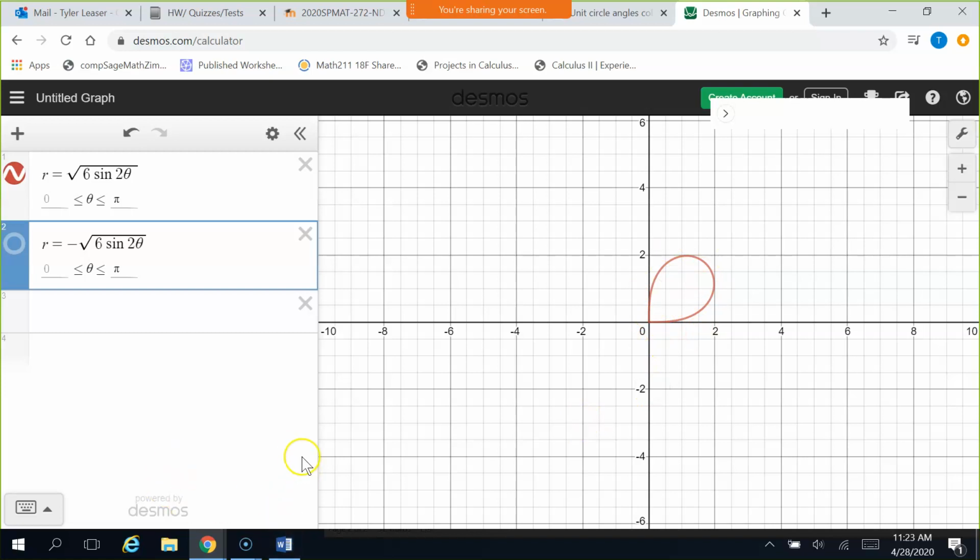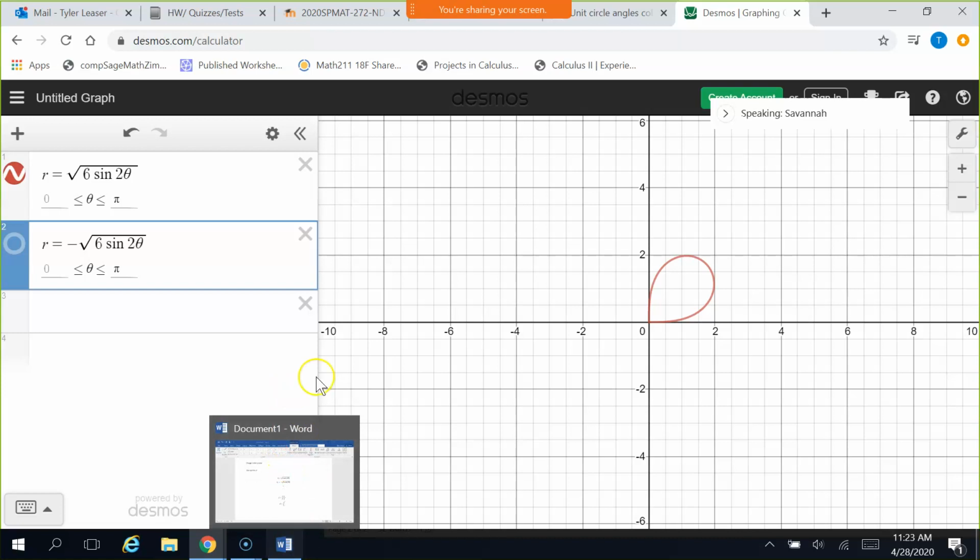Okay, thank you. On the test, are you going to give us those limits, or are we going to have to graph it ourselves? Yeah, sometimes you may have to graph it yourself and figure out the limits on your own.